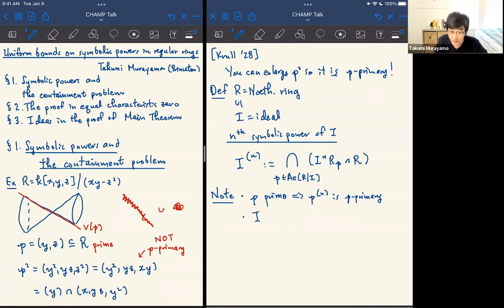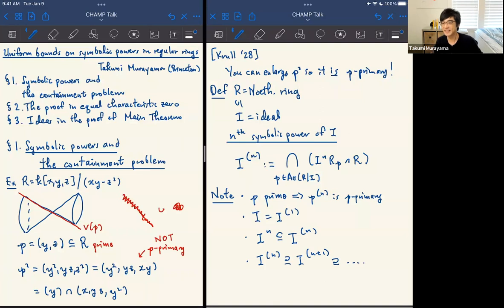Okay. The next one is that one reason why we want the associated primes definition is that the first symbolic power is the original ideal. The third thing I'll say is that since I to the n is contained in everything on the right hand side, by definition, you have this inclusion that ordinary powers are always contained in symbolic powers. And the last one is that if you increase the power n, then we get smaller and smaller ideals. And so I guess these are the four properties I want to point out about them for now. But now I can state the containment problem.